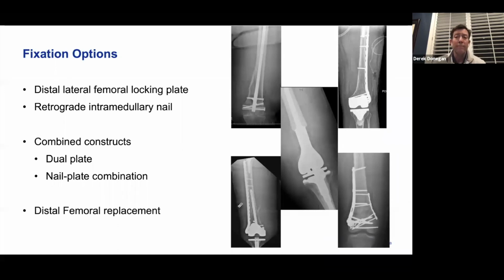So we have multiple different fixation options and then other surgical options. We have traditional single implant options with our distal lateral femoral locking plates and our retrograde intramedullary nails. We have, which has been popularized more recently, the idea of combined constructs with dual plates or nail plate combinations. And then from an arthroplasty perspective, the idea of an acute arthroplasty in the form of a distal femoral replacement or some kind of revision style knee replacement, which we really won't be talking too much about here tonight.